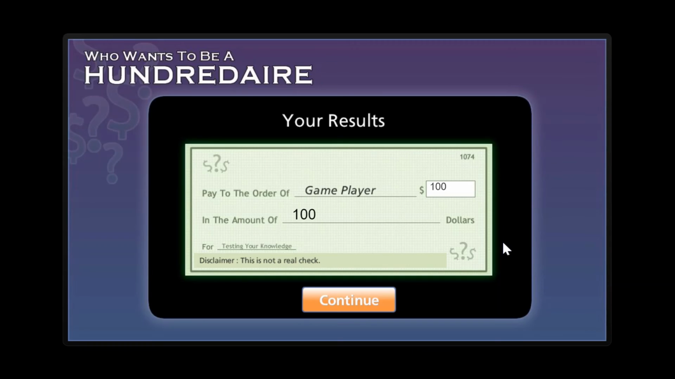So now we got the highest number we could. So that is the end of the game. Now we can look at the vocabulary.